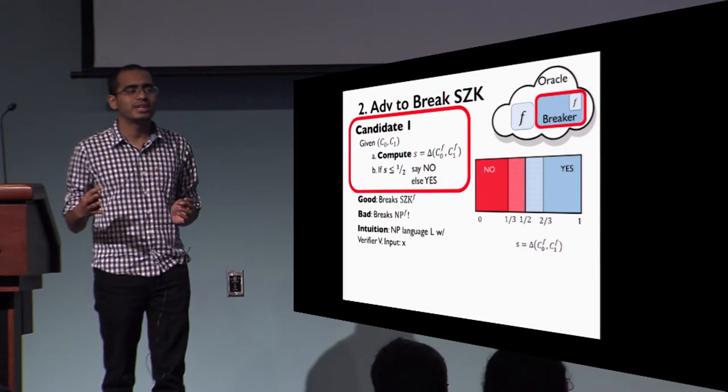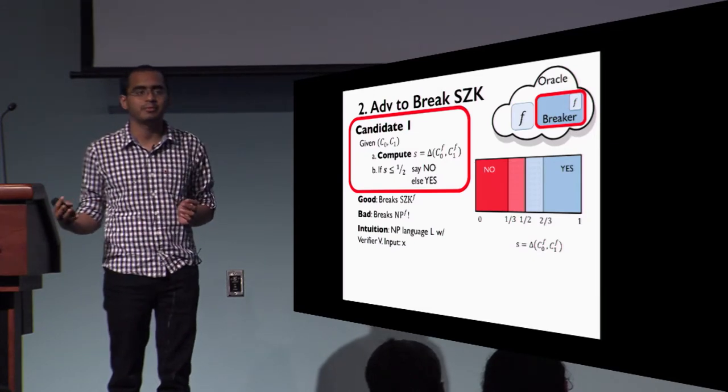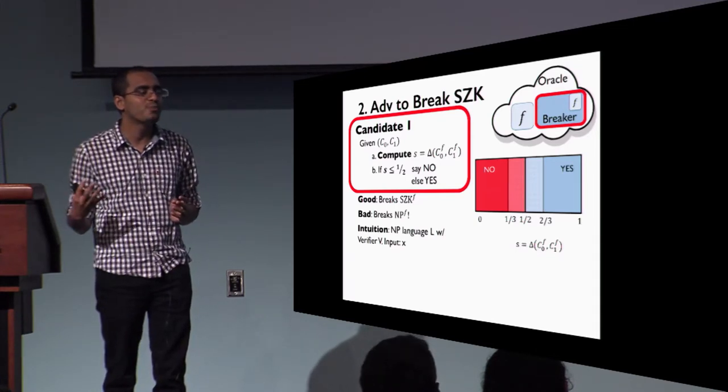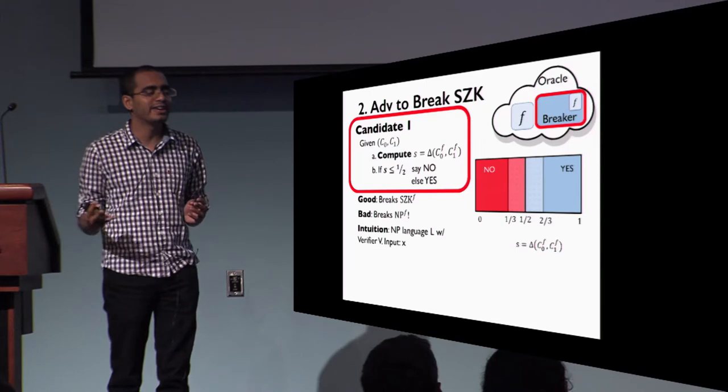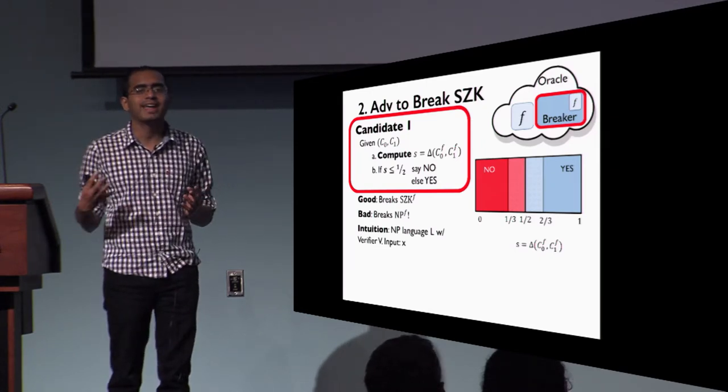Unfortunately, it turns out that this is too powerful. It actually breaks all of NP. And so it doesn't really help. So we cannot really show that the F is one way even given this oracle. So just to give you some intuition about why it breaks NP.